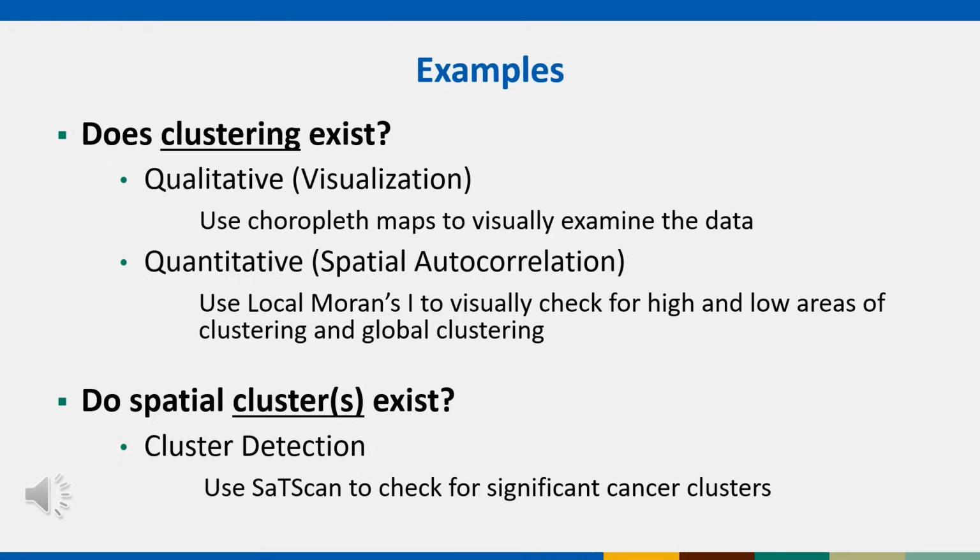First, we will be looking at whether clustering exists using quantitative methods, showing the use of local Moran's I to visually check for high and low areas of clustering. Last, we will show an example of cluster detection using the software SaTScan to find statistically significant cancer clusters.